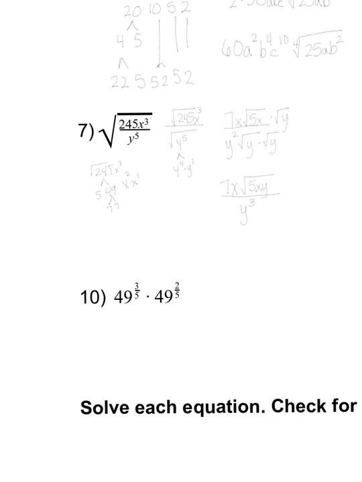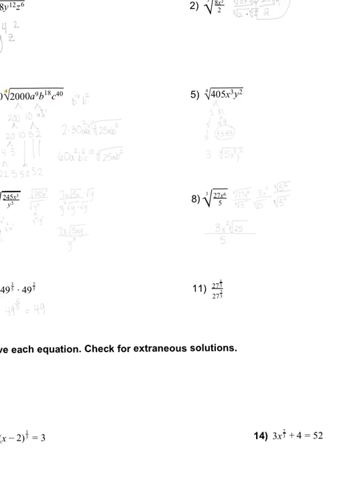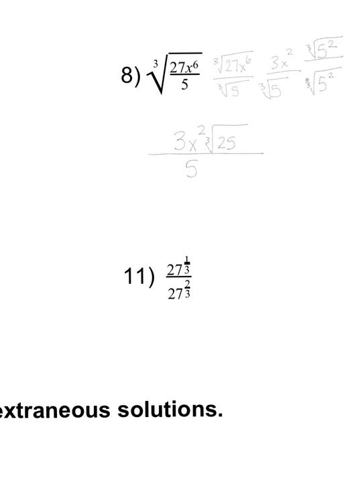For number 10, we're going to add our exponents, so we get 49 to the 5/5, which is just 49. For number 11, we're going to subtract, so that gives me 1 over 27 to the 1/3 power. Remember that the 1/3 power is the cube root of 27 to the power of 1, so that's 1/3.